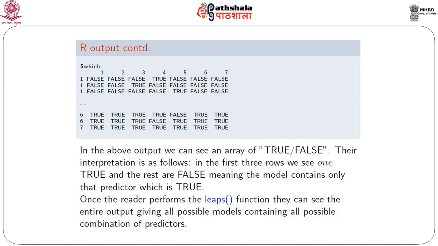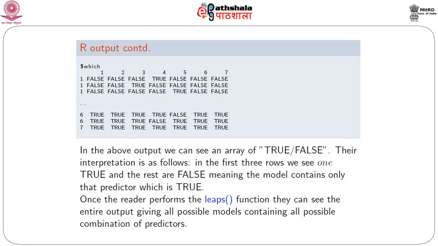In the above output, we can see an array of true and false. Their interpretation is as follows. In the first 3 rows which are included in the output, we see 1 true and the rest are false, meaning the model contains only one predictor, the one which has true, and the others are not present.